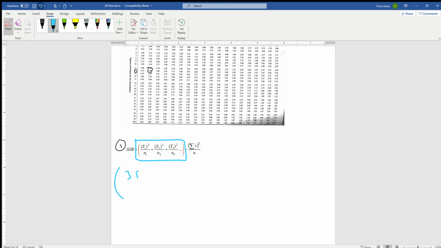So that's 352 squared, and we had 4 observations. And then we had 308 squared, and we had 4 observations. Then I think it was 207 squared divided by 3. I'll check these when I'm done. And then finally, I think it was 102 squared divided by 2.